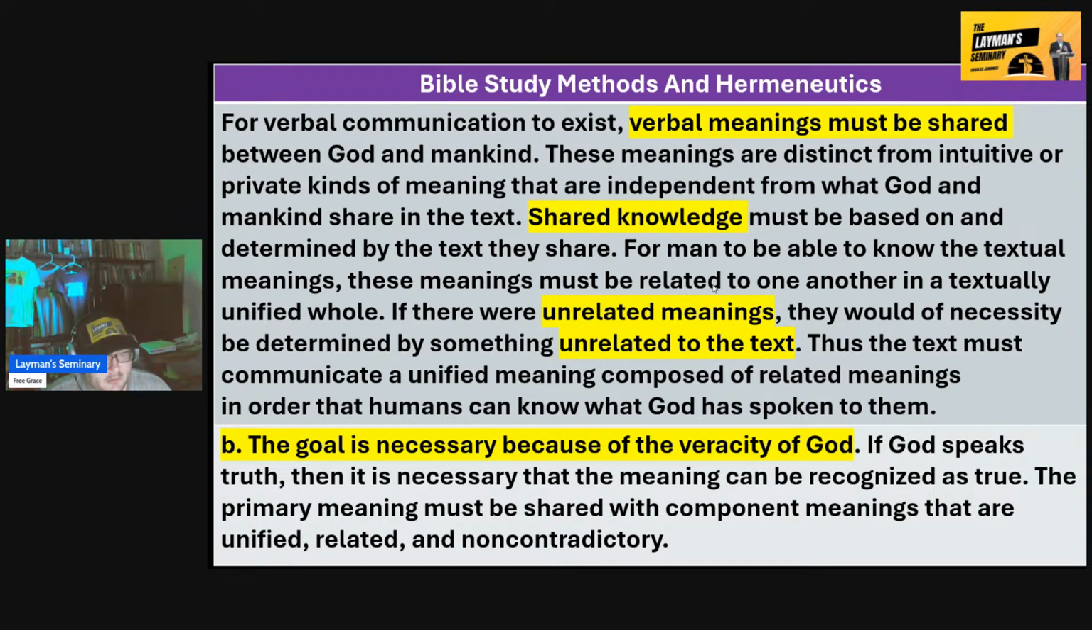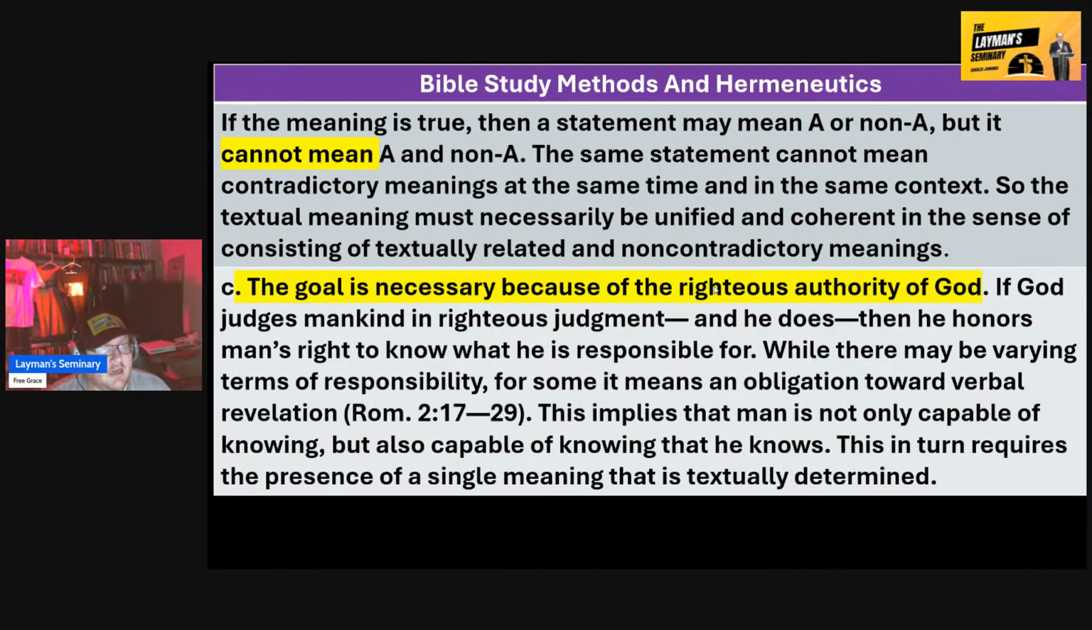2. The go is necessary because of the veracity of God, the truthfulness of God. If God speaks truth, then it's necessary that the meaning can be recognized as true. The primary meaning must be shared with component meanings that are unified, related, and non-contradictory. If the meaning is true, then a statement may mean A or non-A, but it cannot mean A and non-A. It can be or, not and. The same statement cannot mean contradictory meanings at the same time and in the same context. So the textual meaning must necessarily be unified and coherent in the sense of consisting of textually related and non-contradictory meanings.